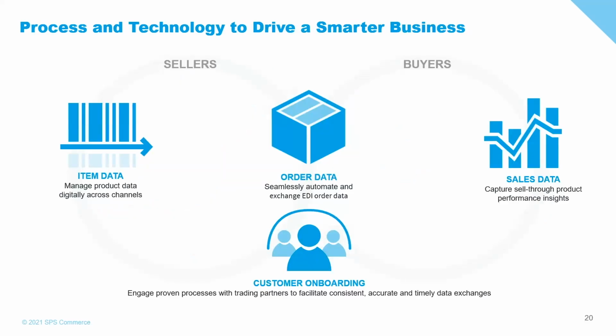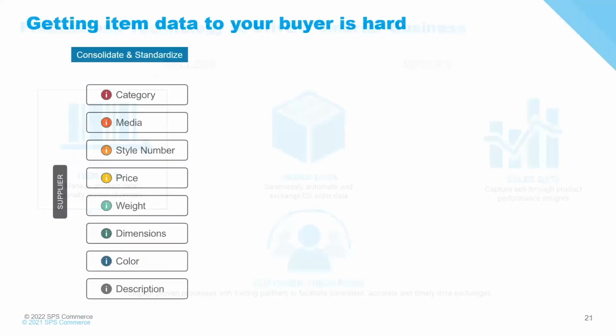So we've talked a lot about order data here. Going to briefly touch on a couple quick items to highlight some of the other value propositions that SPS is helping our clients with. Specifically item data. As I mentioned earlier, if you don't have good item data to your retailers, they actually literally can't buy from you. If they don't know what you're selling, they can't buy from you.